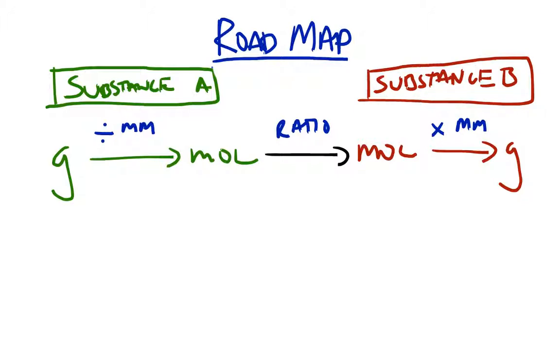The roadmap. This is how we solve for stoichiometric problems. We are going to compare in stoichiometry substance A, which is given information in a problem, with substance B, which is what the problem is asking about. Okay? There's two starting points, either grams or moles of substance A, and two ending points, moles or grams of substance B. In order to convert substance A to substance B, we have to look on the balanced equation and use what we call the ratio.